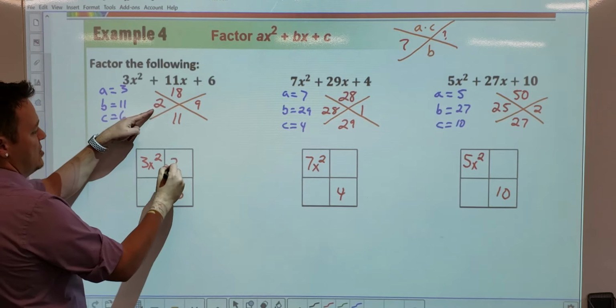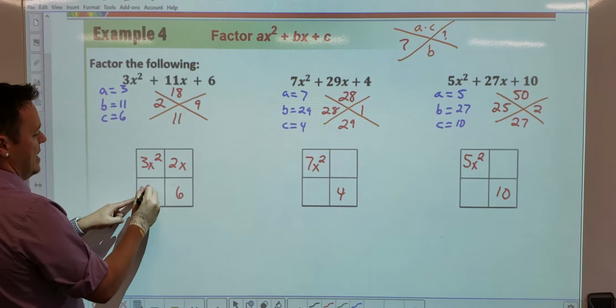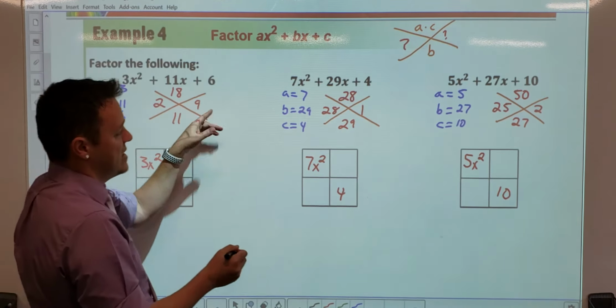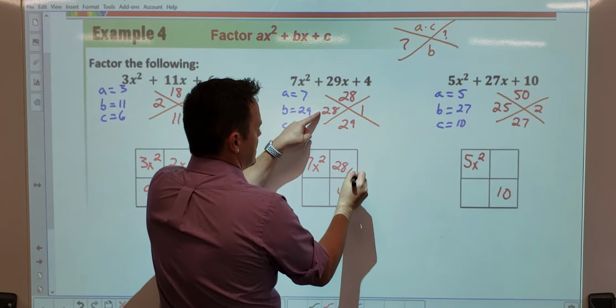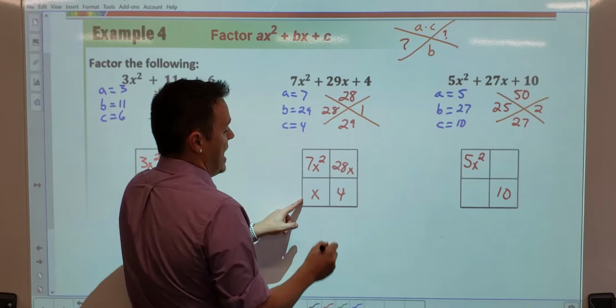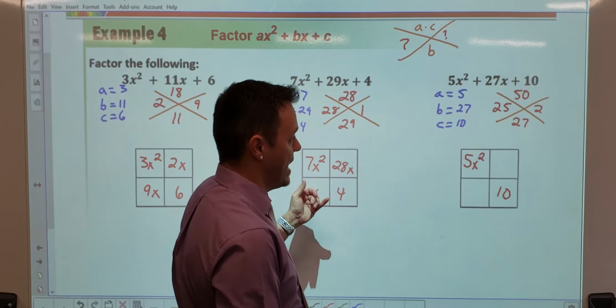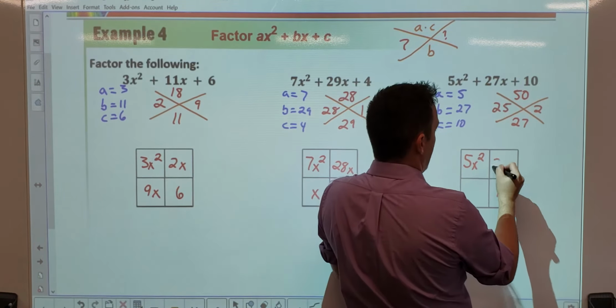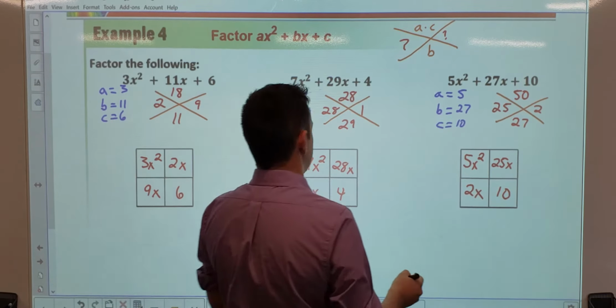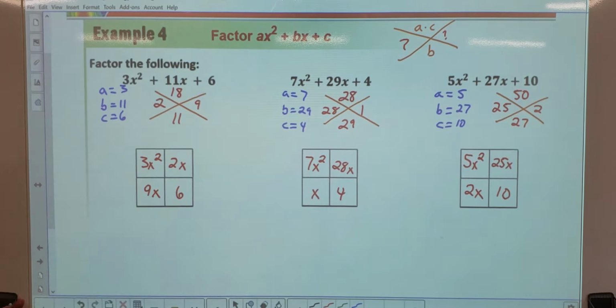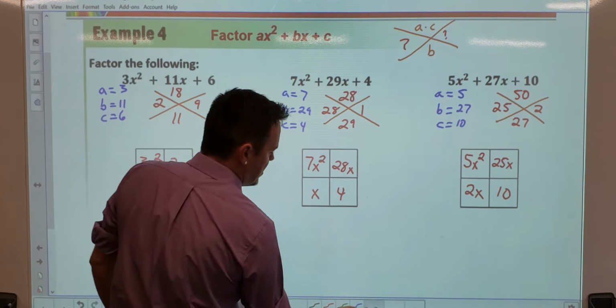Now you're going to fill in your blanks. So we had a 2x and a 9x. Don't forget the x, because that's what that represents. Same with here, 28x and then basically just an x, because that would be just a 1x. And this one here would be 25x and then a 2x. And these are all x's, right? Okay, good.